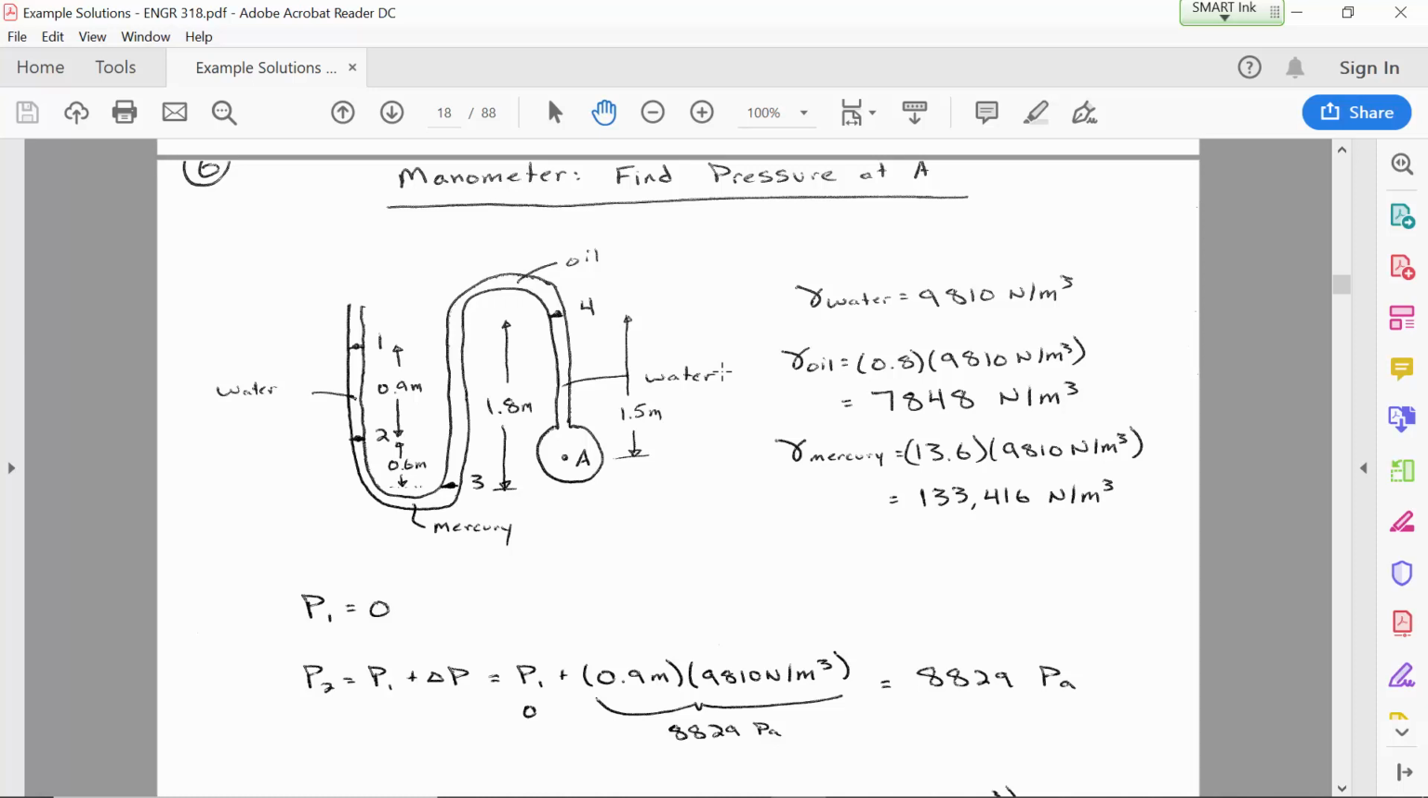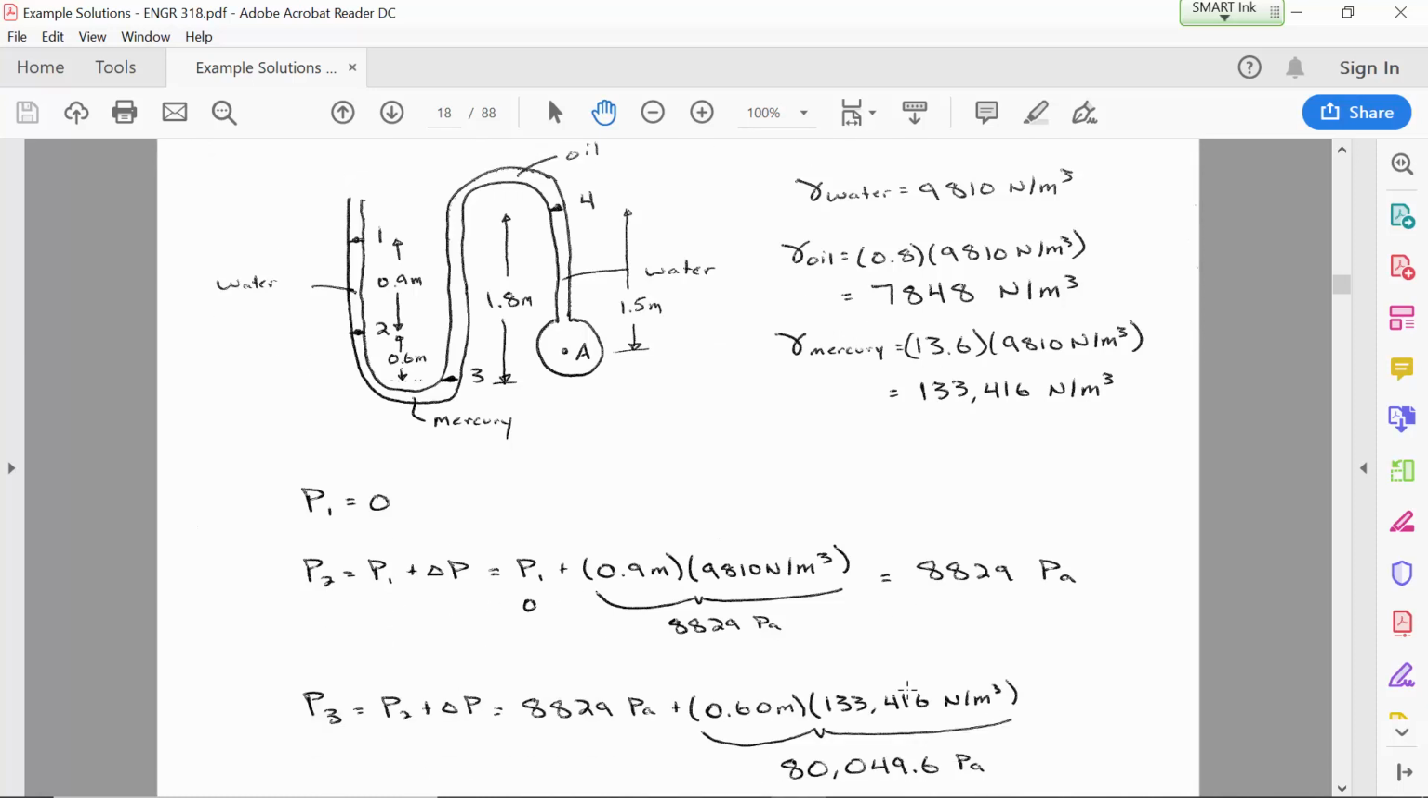All right, so we've got 3 different fluids with 3 different unit weights, the water, the oil, and mercury. So we need to have that information available when it comes around. The pressure at 1 is 0, and then we're going down through the fluid, and so the pressure increases, and at 2 it'll be 8,829 Pascal.